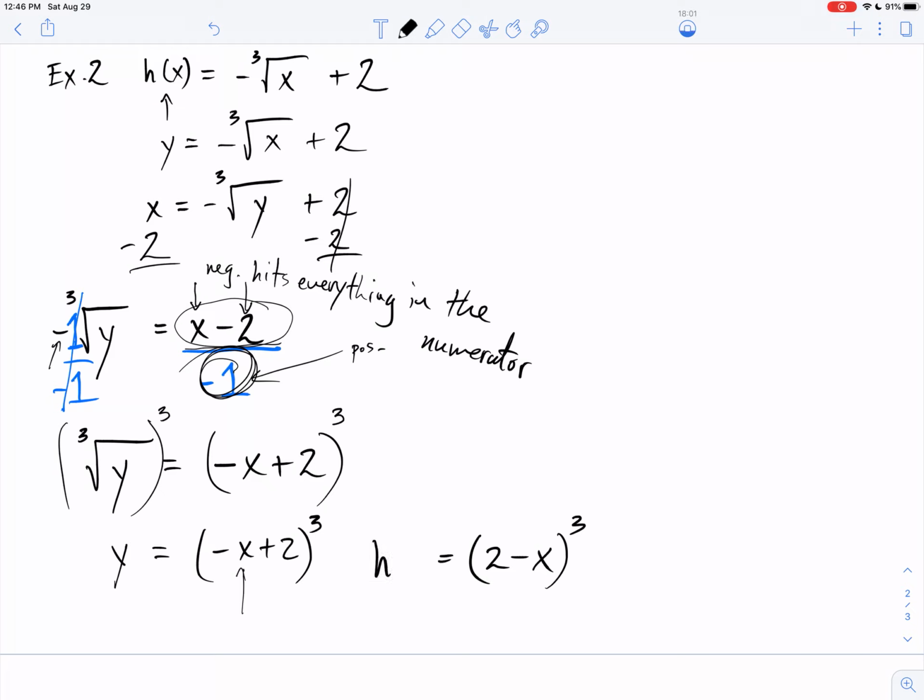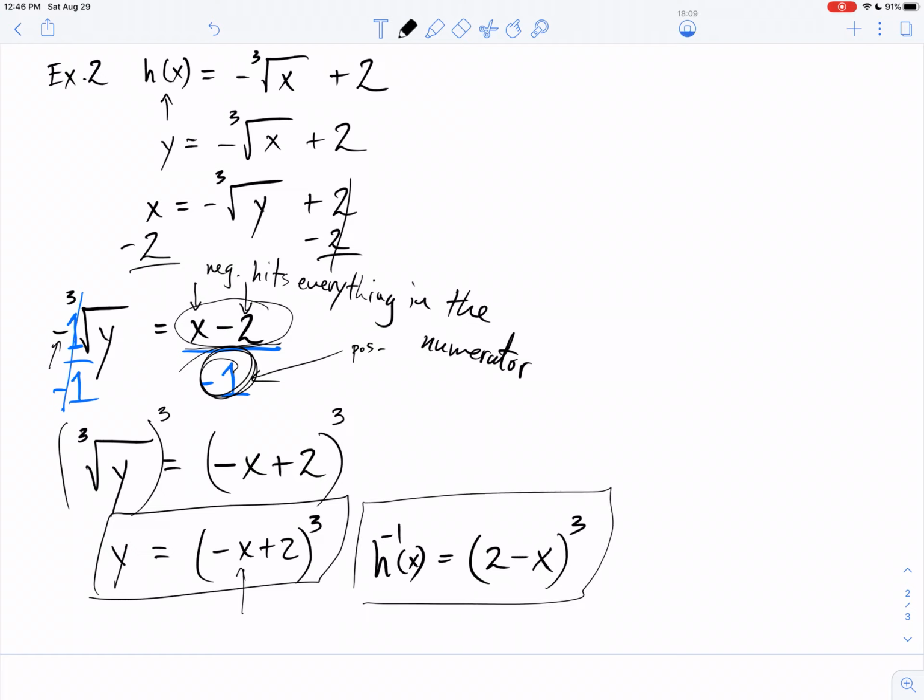And then what would I call this thing? H inverse x. Okay? This and this are technically the exact same thing. But remember, there's my original way up here. There's my original. This is the inverse of that. And this looks kind of backwards weird. And what do I do with the negative on the x?